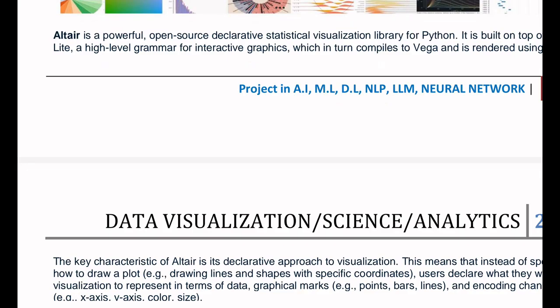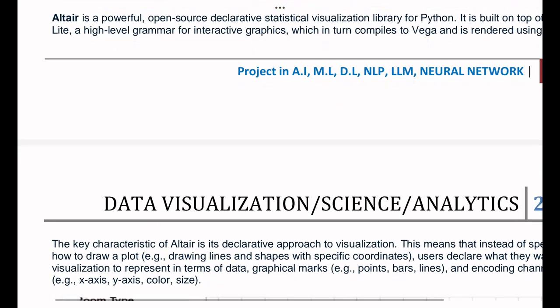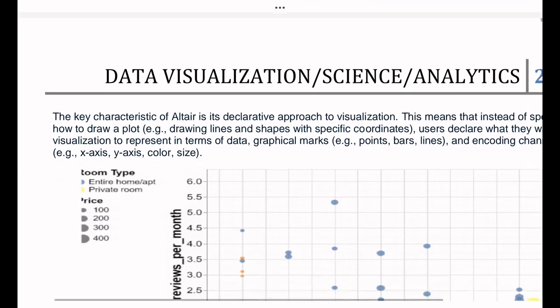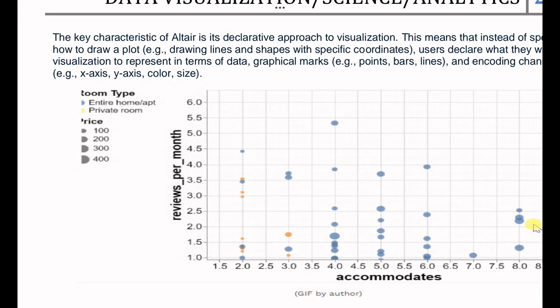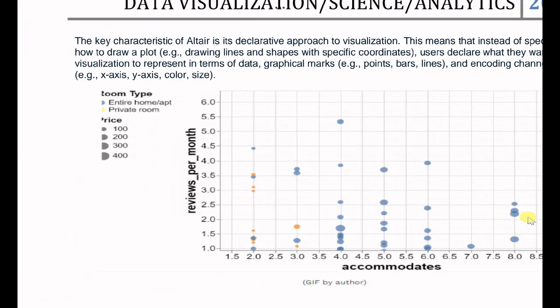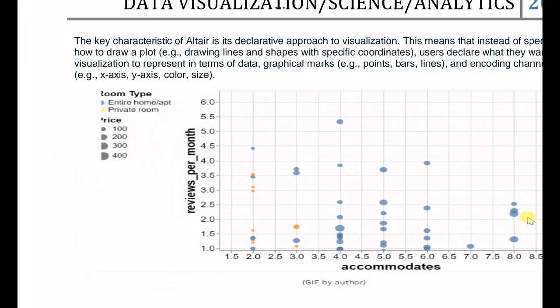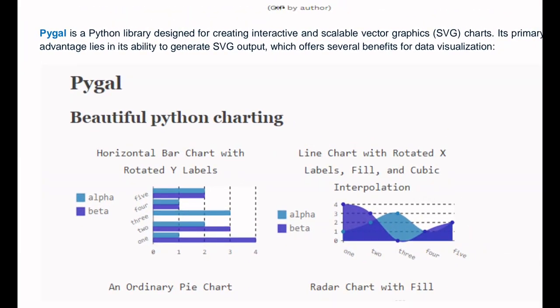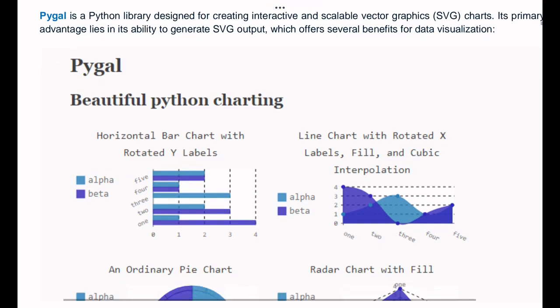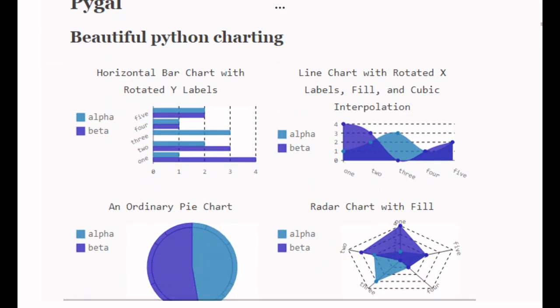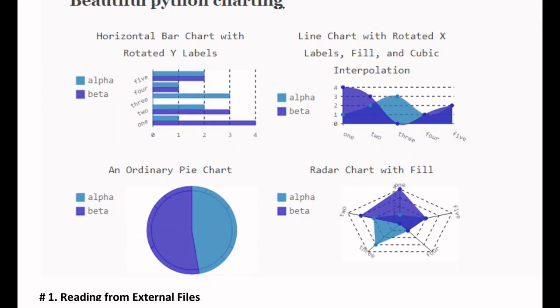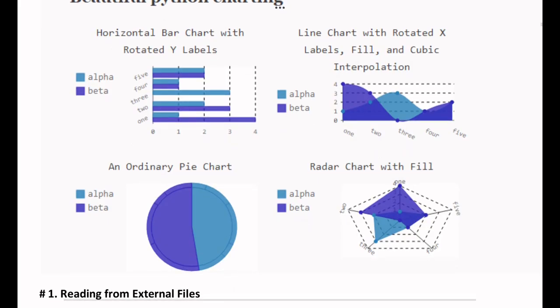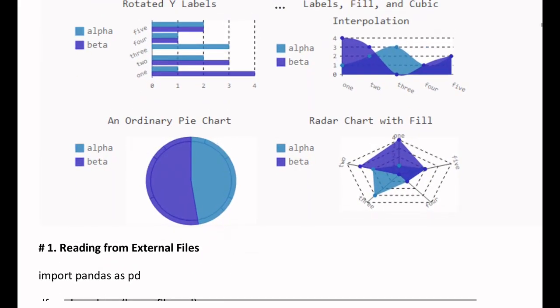After that, this is Altair, which is also a very powerful statistical visualization Python library. Suppose you want to zoom in, then this plot is very helpful. The last one, for research purposes, is Pygal, a very beautiful Python charting library. With its help you can create beautiful charts, which is very good for your research purposes.